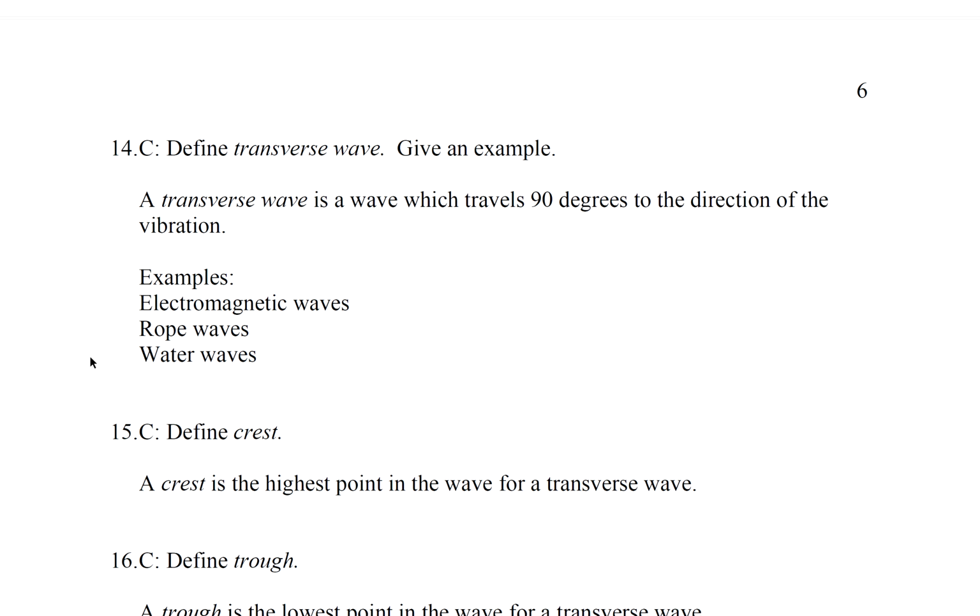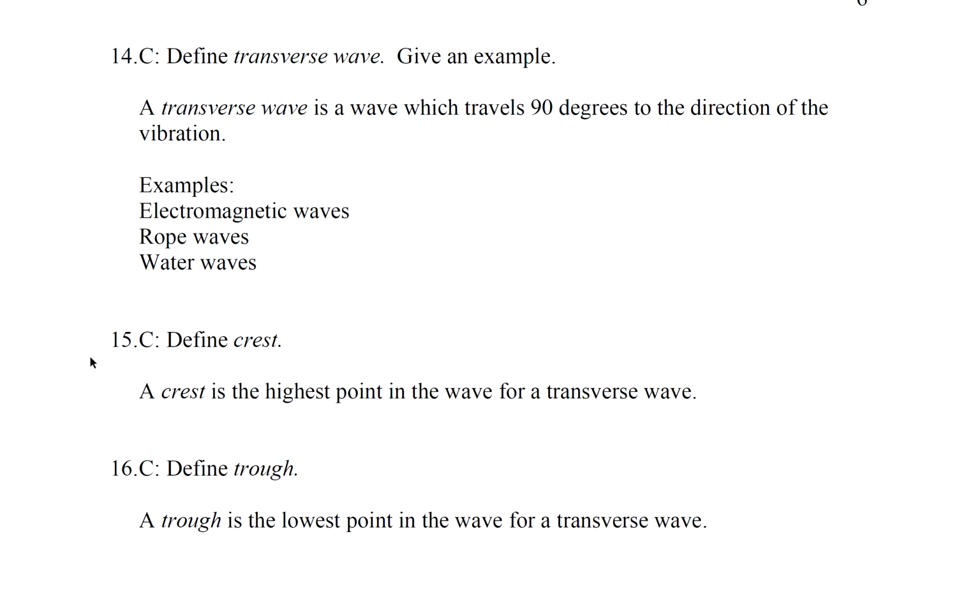Question 14. Define transverse wave. Give an example. A transverse wave is a wave which travels 90 degrees to the direction of the vibration. So examples are electromagnetic waves, rope waves, and water waves.